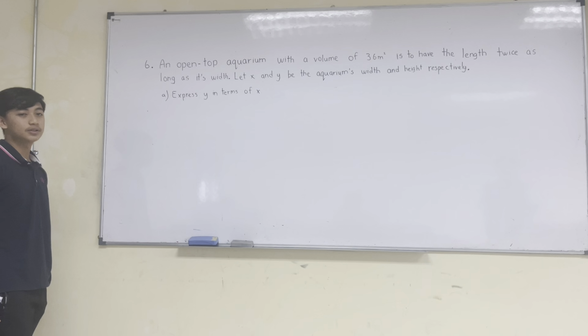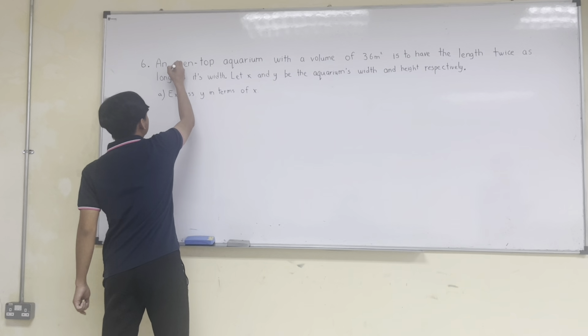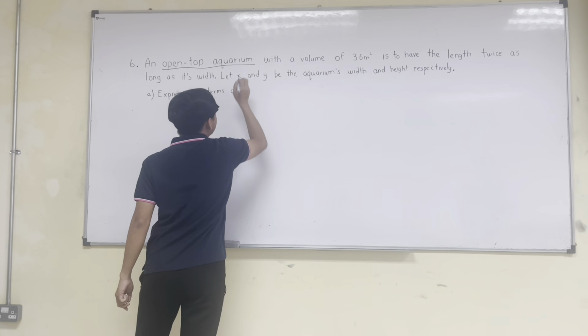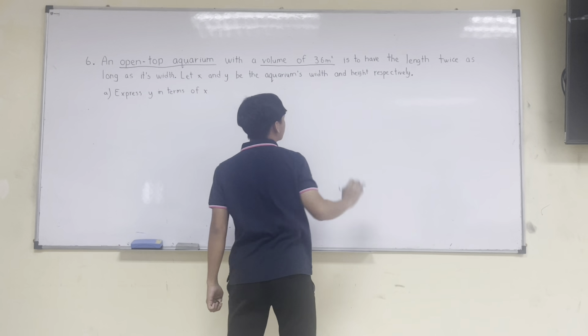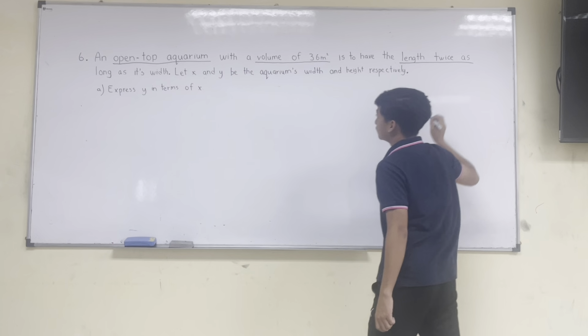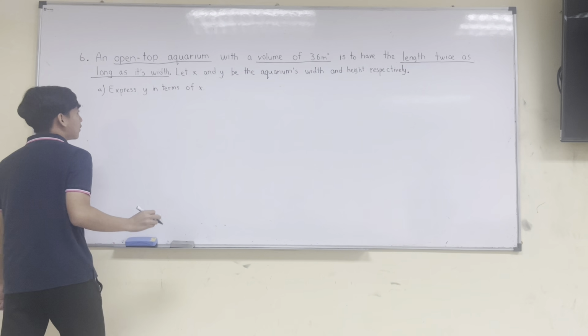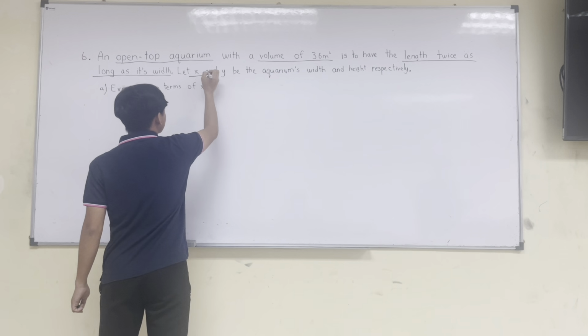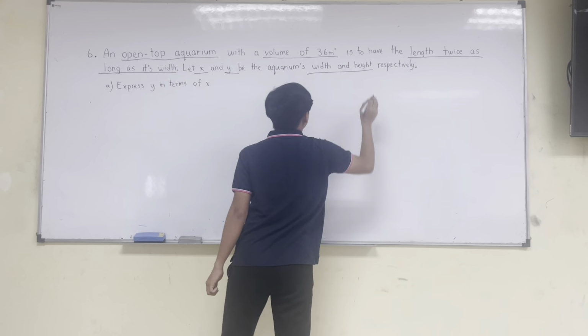First things first, we should highlight the keywords: open top aquarium, volume of 36 meters square, length twice as long as its width, and last, X, Y, width and height.